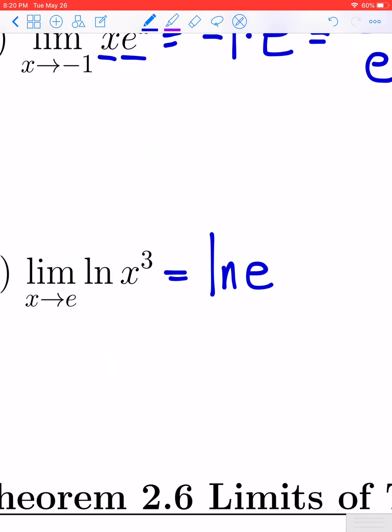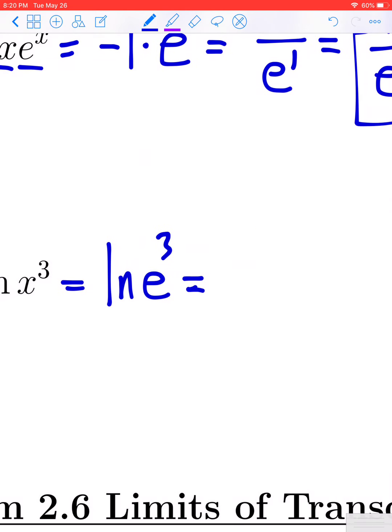It's going to be the ln of e cubed. And then we recall from properties of exponents earlier, remember ln and e are inverses, so that should just return the result 3.